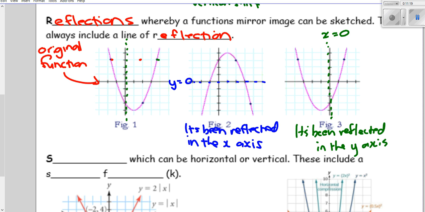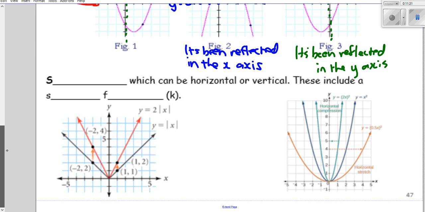So done with that one. What's the other things that we said? Stretches. Generally in this course you see stretches that are either horizontal or vertical. Yes, these include a scale factor. These include a scale factor k.